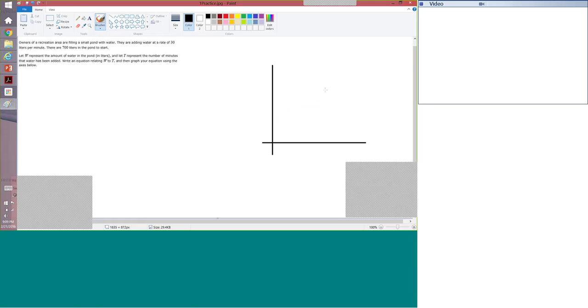Here we go. So we've got the owners of a recreation area who are going to fill up a small pond with water. They're adding water at a rate of 30 liters per minute, and there are 700 liters in the pond to start. We're going to let W represent the amount of water in the pond in liters, and T represent the number of minutes that water has been added. Write an equation relating W to T, and then graph the equation on the axis to the right.